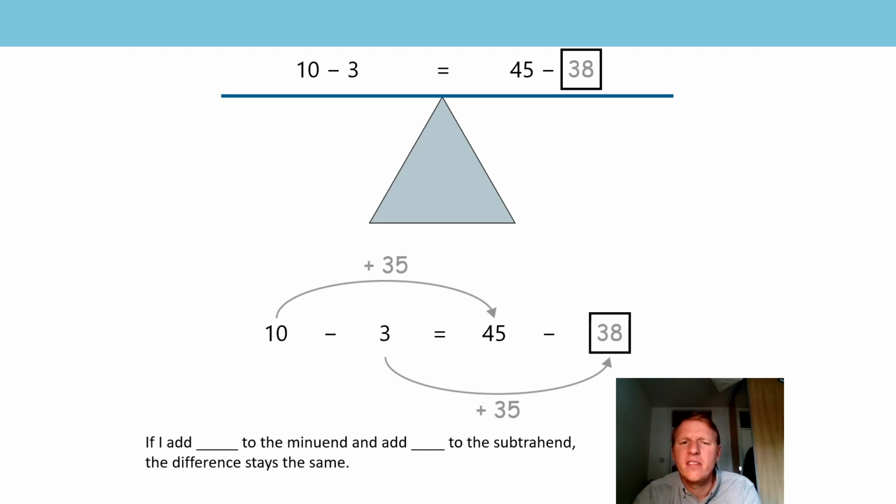Now some of you might have done that a different way. Some of you might have looked at that and said, oh, I know that 10 subtract 3 is 7, so that means the difference between 45 and the unknown number must be 7, but I want us to concentrate on the relationship between the minuends and the subtrahends for the next few questions. You'll see why in a second.